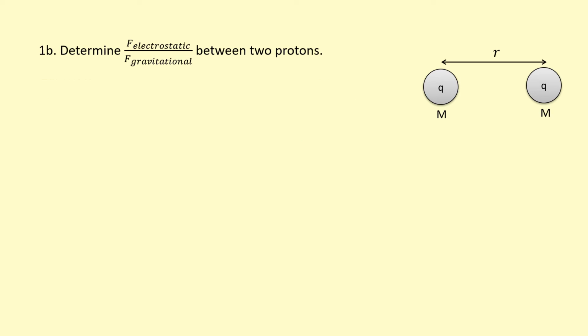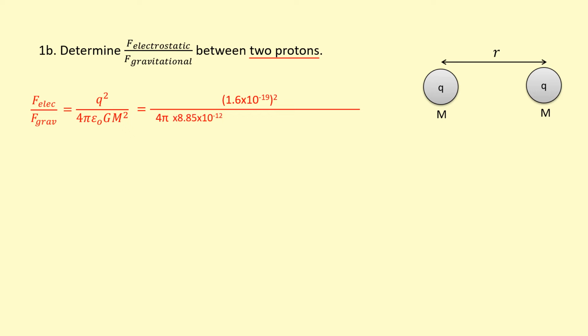Okay, part B, I'm going to determine this ratio between two protons. Let's start off with that equation we just derived. Q for two protons is 1.6 times 10 to the power minus 19, that's squared, over 4 pi epsilon naught. Those are all constants we can get from our equation sheets. And then times mass squared, so that's the mass of a proton squared.